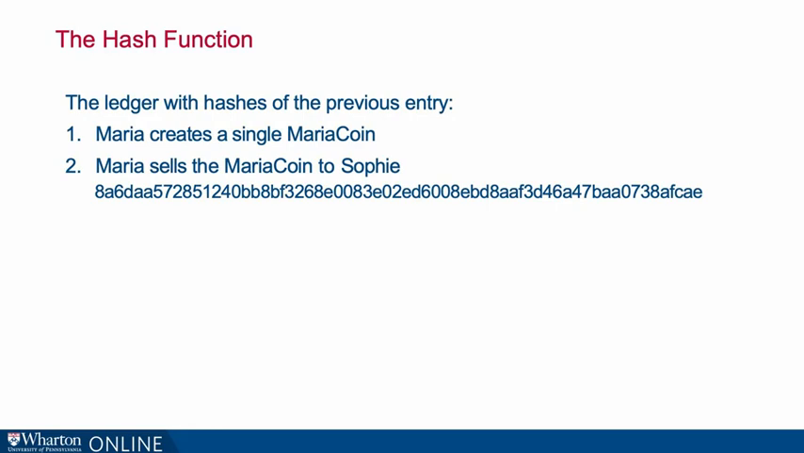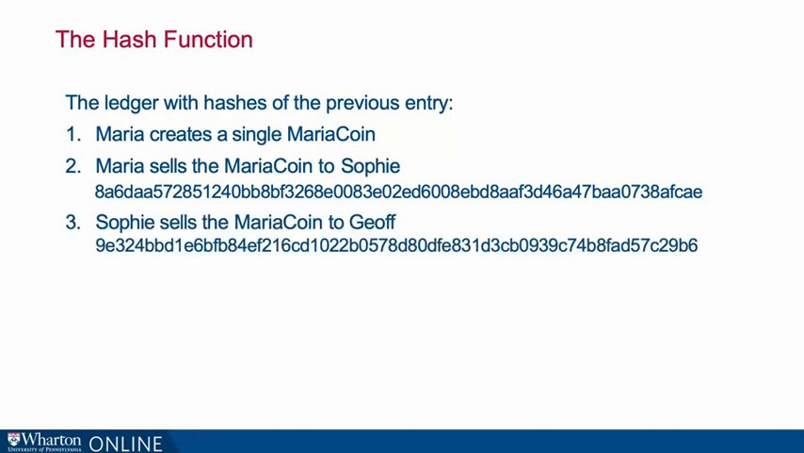Maria sells the Maria coin to Sophie along with the digest produced by the hash function of the first entry. Now, if you go to that hash program and type in Maria sells the Maria coin to Sophie, press carriage return, and then paste in perfectly this number, what you should get out is a 256-bit number that you see in item 3. That's the hash of Maria sells the Maria coin to Sophie, return, and then the 256-bit number printed in 2. Now the final step.